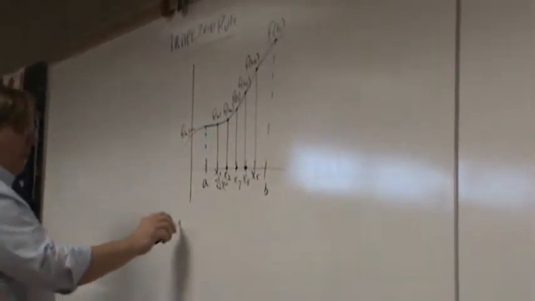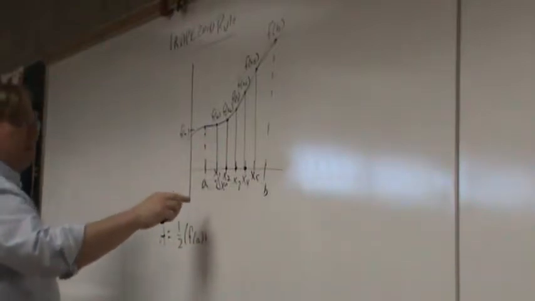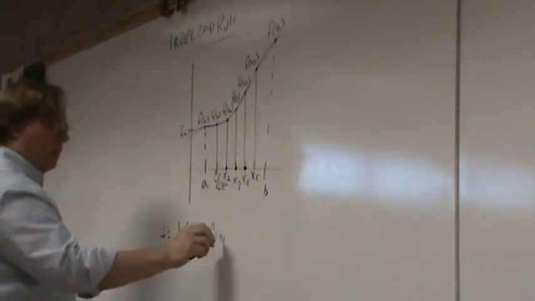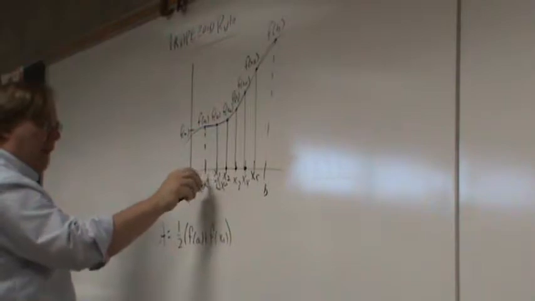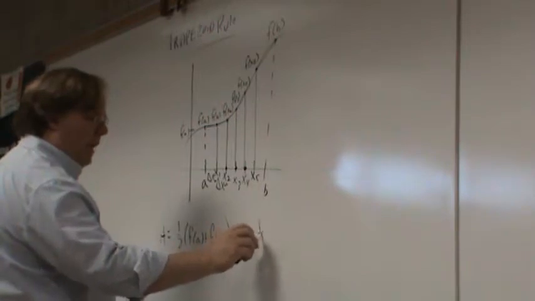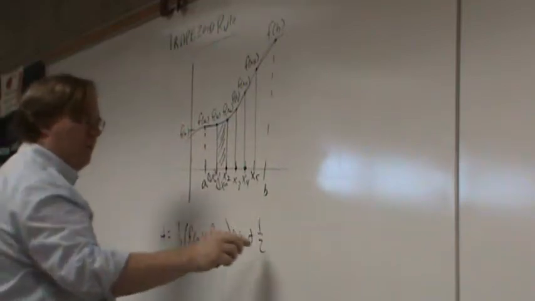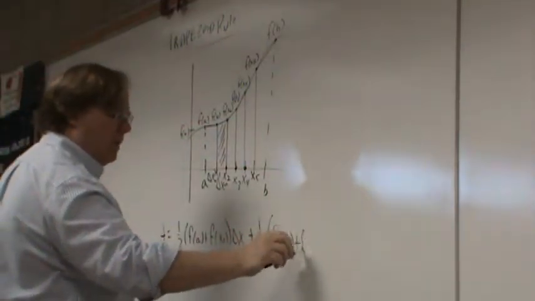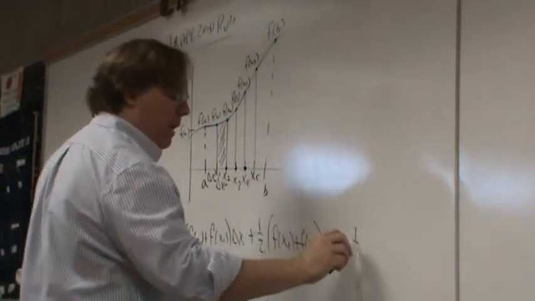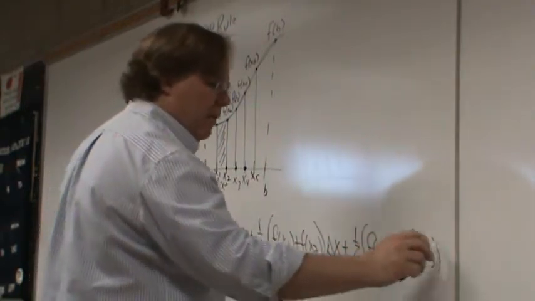This first trapezoid, remember the area of a trapezoid is 1/2 times the sum of the bases. So this is f of a. So I got 1/2 of f of a plus f of x1 times the height, which every height's identical. They're all delta x. And then I got the next trapezoid, this guy here. And its bases are f of x1 and f of x2. So I got 1/2 of f of x1 plus f of x2 times the height, which is delta x, plus 1/2 of f of x2 plus f of x3 times delta x.